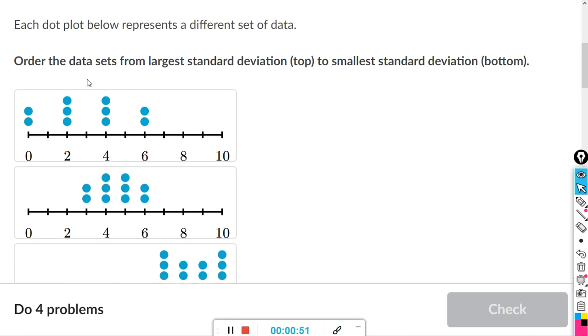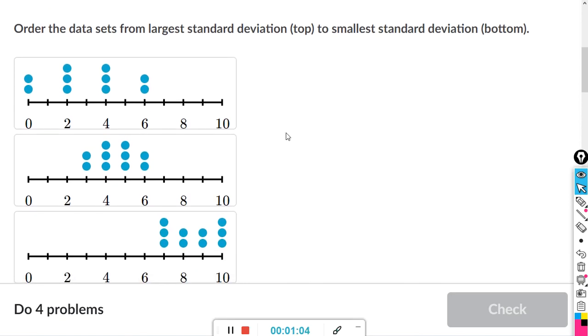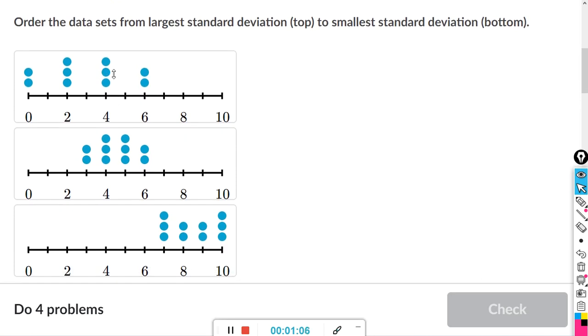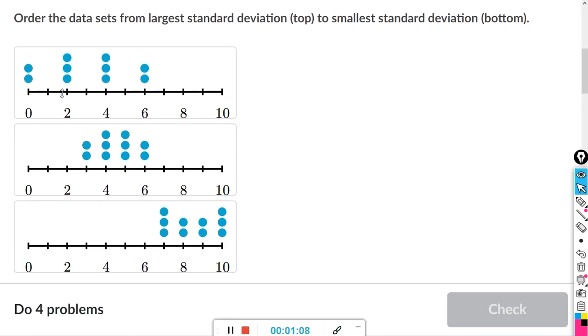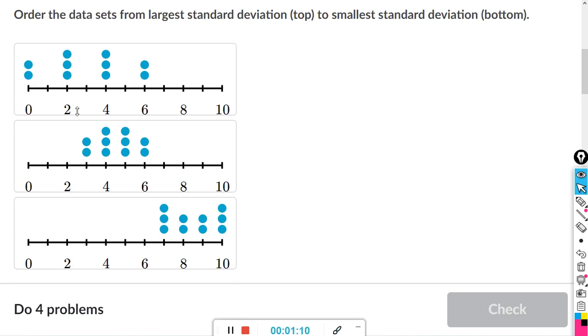So here they want us to order the data sets from largest on the top to the smallest on the bottom. Okay, so the ones that are most spread out are going to have the largest standard deviation. We're going to put those on the top. All right. So we can see the first one that's on top is the most spread out. It goes from 0 to 6. Okay.